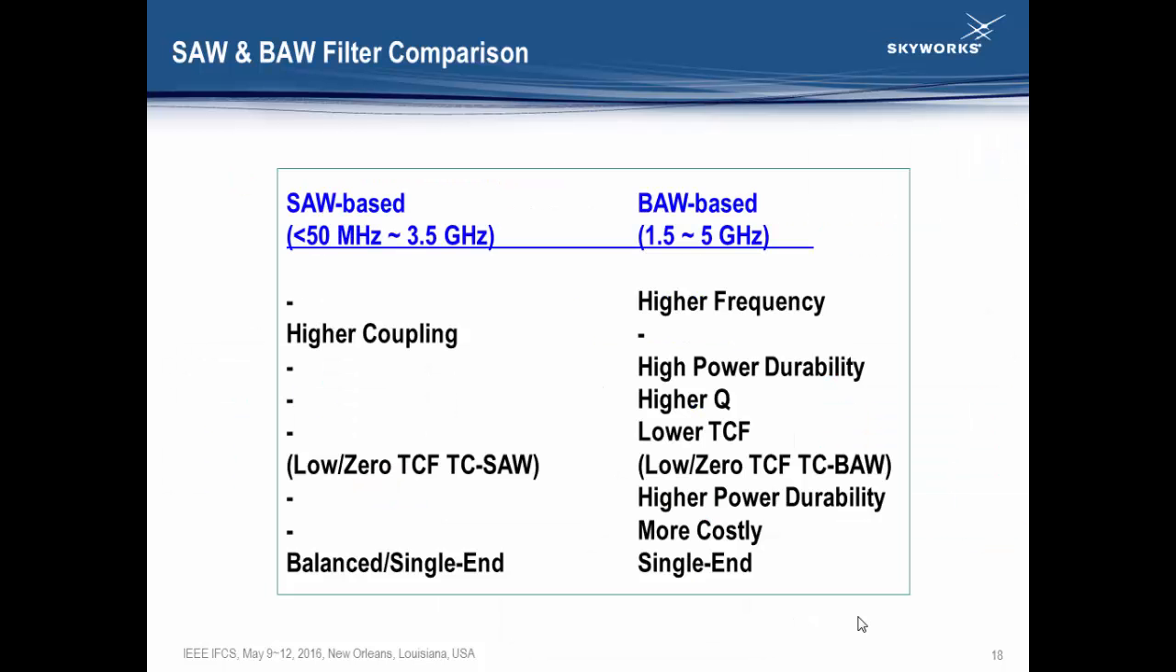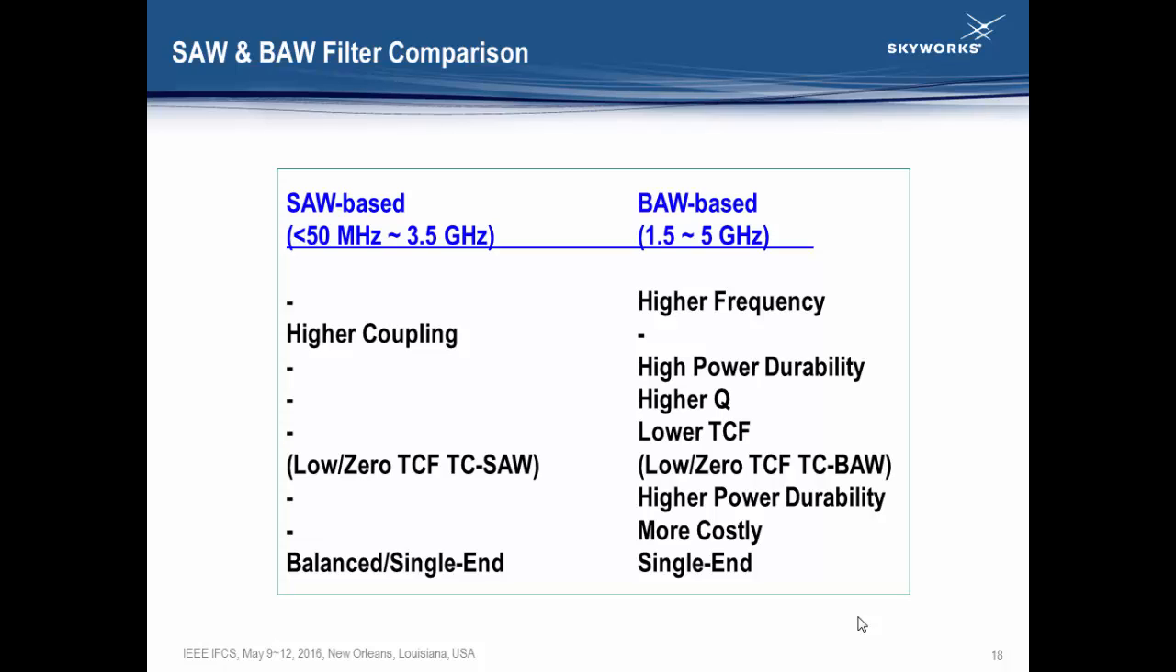For SAW-based and BAW-based filters, I listed the strengths and weaknesses. BAW, of course, can go to higher frequency. But SAW usually has a bit higher coupling. Coupling is important because the higher the coupling, the higher the bandwidth you can sustain. BAW has better power durability. Usually SAW devices handle up to a watt, and BAW-based devices easily 3 to 5 watts. FBAR has higher Q, and they have lower TCF, but I mentioned that SAW has advanced a lot also.